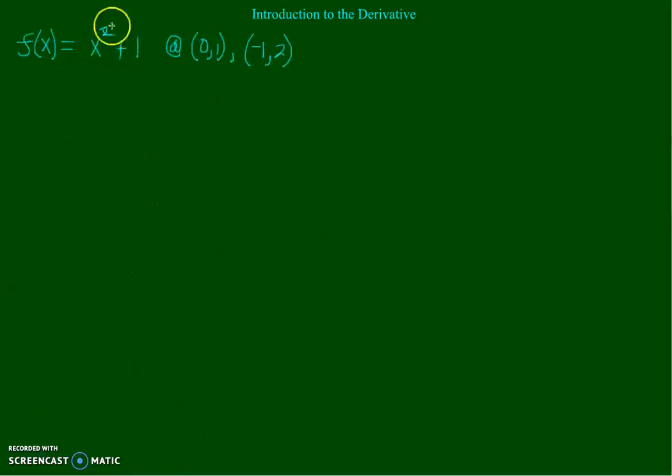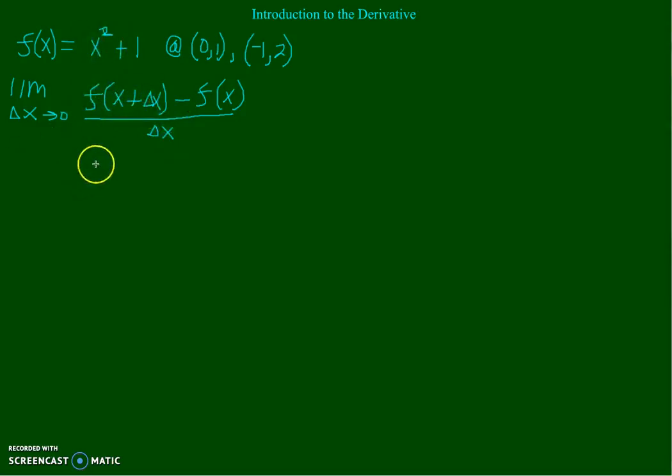In this example, we want to find the slope of the tangent line of this function at the points 0, 1 and negative 1, 2. To find the slope of the tangent line, we're going to use the limit definition of a derivative. So the limit as delta x approaches 0 of f of x plus delta x minus f of x all over delta x. We substitute this in here, and we have x plus delta x squared plus 1 minus x squared plus 1 all over delta x.